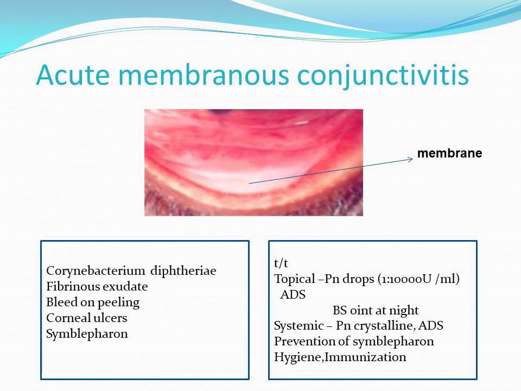Now, acute membranous conjunctivitis. It is caused by Corynebacterium diphtheriae. So we can see here there is a presence of membrane. It is the fibrinous exudate present over the palpebral conjunctiva. When it bleeds on peeling, it means it is a true membrane. It can cause corneal ulcer and symblepharon. It is treated by topical penicillin drops, 1 in 10,000 units per ml, anti-diphtheric serum, and broad spectrum antibiotics.